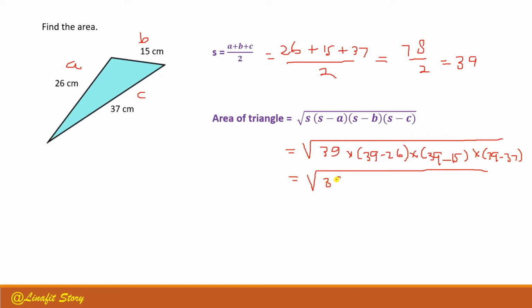So 39 times 13 times 24 times 2 is equal to 24,336. The square root of 24,336 is equal to 156 square cm.